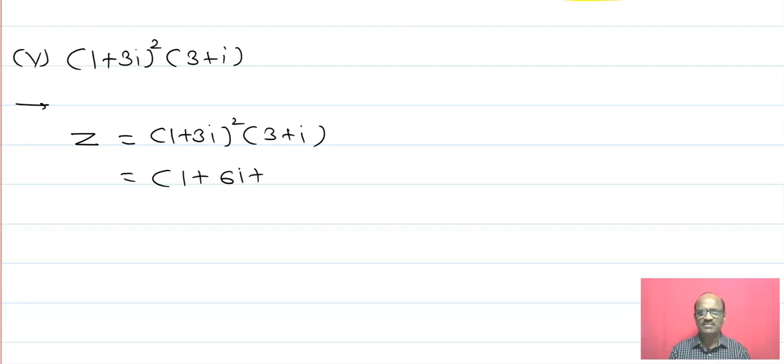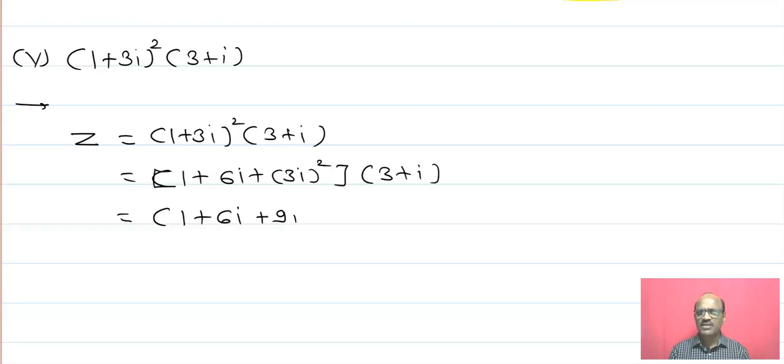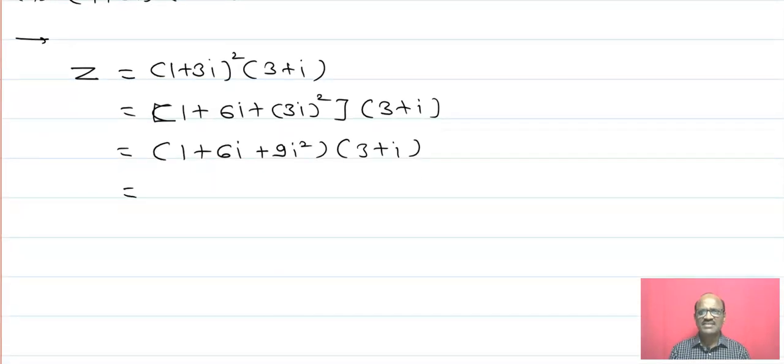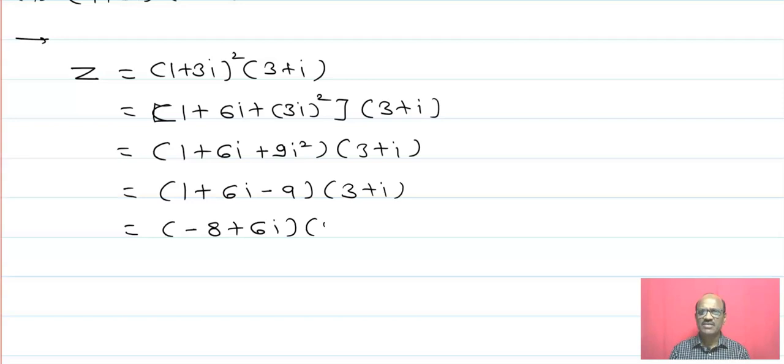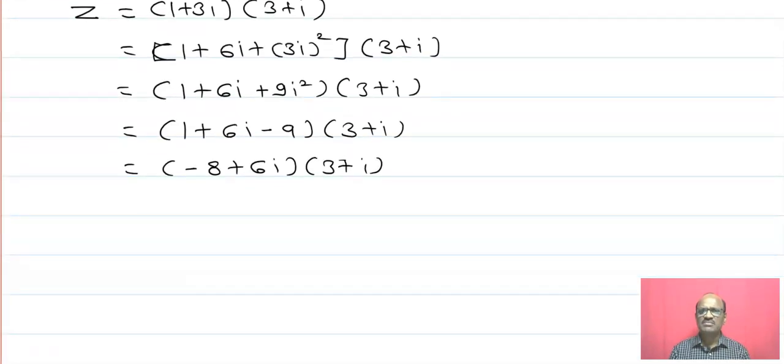Now next question, question number 5. 1 plus 3i bracket squared, in second bracket 3 plus i. Now simplify this. 1 plus 3i bracket squared into 3 plus i. Now expand this: 1 plus 6i plus (3i) squared in the next bracket 3 plus i. But what is the value of (3i) squared? 9i squared. I squared is minus 1, which is minus 9.